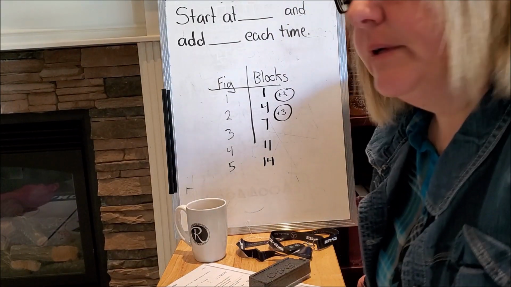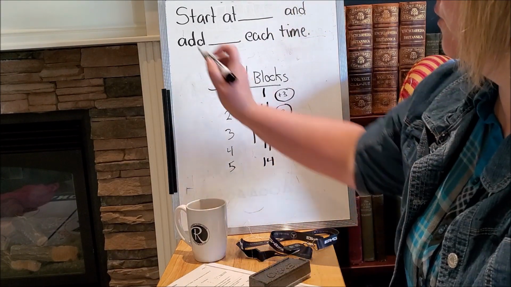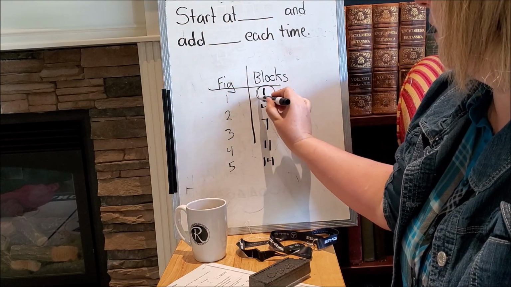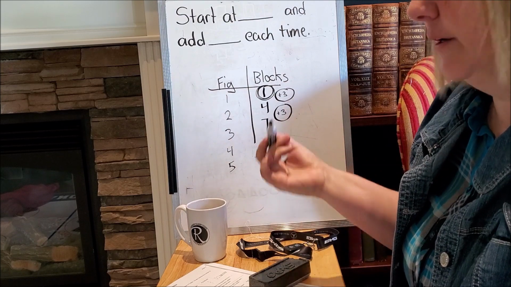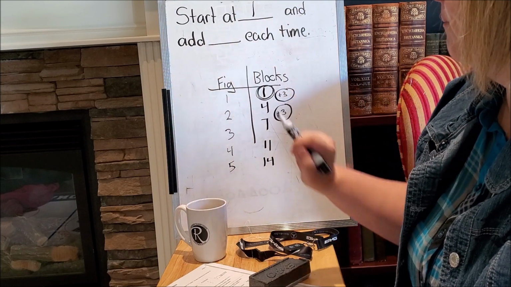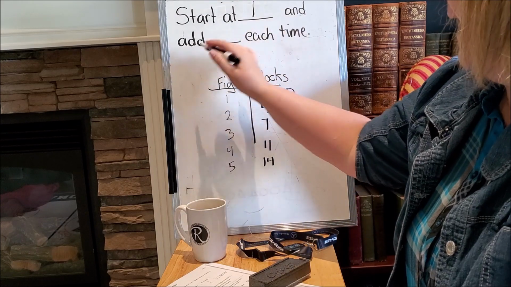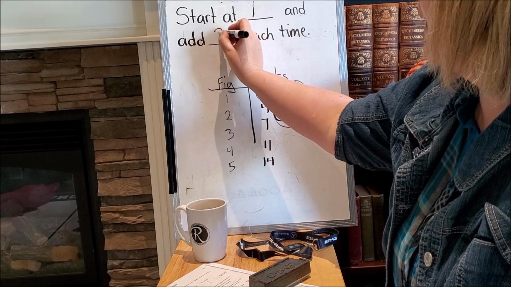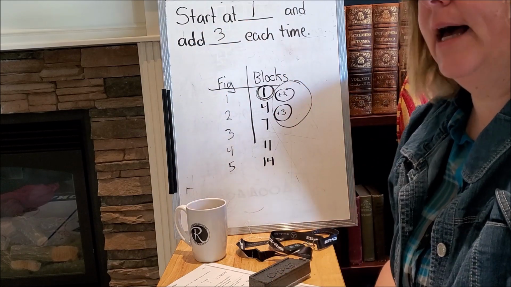So our rules are always written about the same way. You have start at, and start at is just the number you're starting at. What is the smallest number in our pattern? For this one, it's 1. We're starting at 1. We had 1 block there. And add, this is where we look at the gap. We're adding 3 each time.